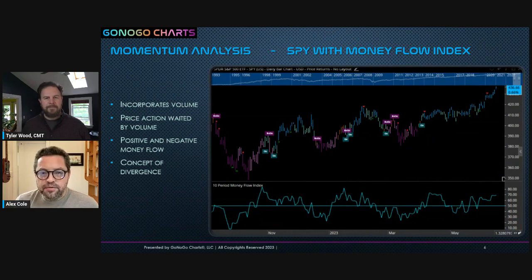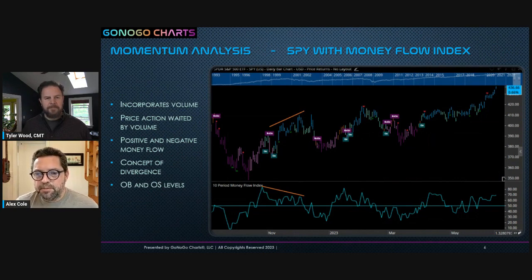Now, the concept of divergence that Tyler was just talking about is jumping off the chart here because we're seeing higher highs in price at this point, but lower highs in the money flow index. So what is that really telling us? It's sort of suggesting that on the down days over that period, there's more volume associated with them than the up days.